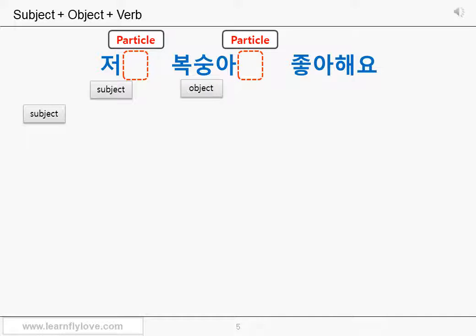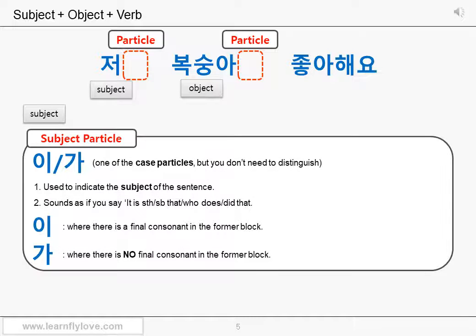There is one more particle you can add to the subject of a sentence. The subject particle, 이/가. Yes, you can call this particle a subject particle. It's either 이 or 가. As the name of this particle tells us, this is one of the case particles which is used to indicate the subject in a sentence. The 이 sound is used where there is a final consonant in the formal block, and the 가 sound is used where there is no final consonant in the formal block. It's obvious now, right? 저 doesn't have a final consonant, so you need to add the 가 sound.